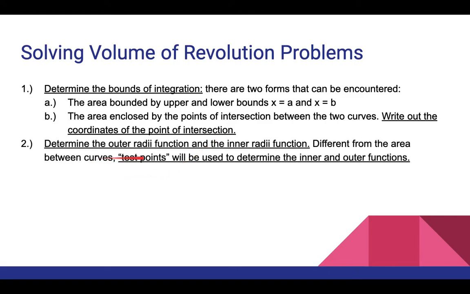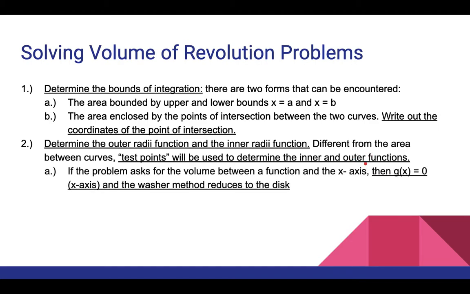Now what we do is we determine the outer radii function and the inner radii function. Different from the area between curves, test points will be used to determine the inner and outer functions, okay? So inner and outer functions do not necessarily mean higher or lower functions. It specifically means which function is closer to the axis of rotation, which will be our inner function, and which function is further away from our axis of rotation, which will be our outer function, okay? So it's not necessarily the same thing as greater value and lower value functions.